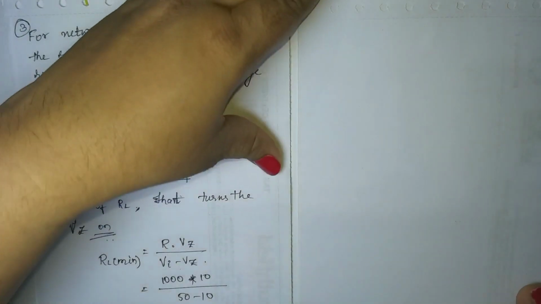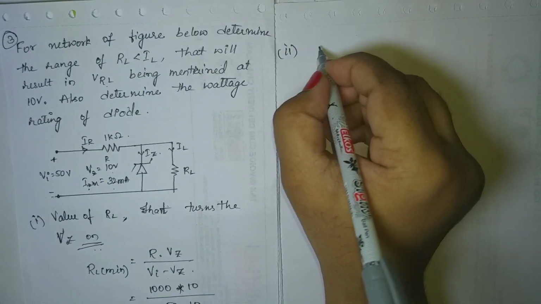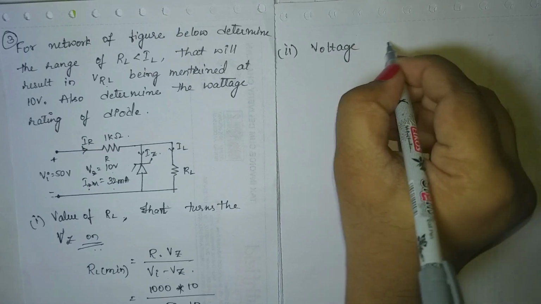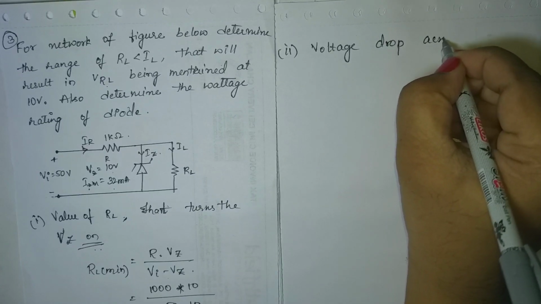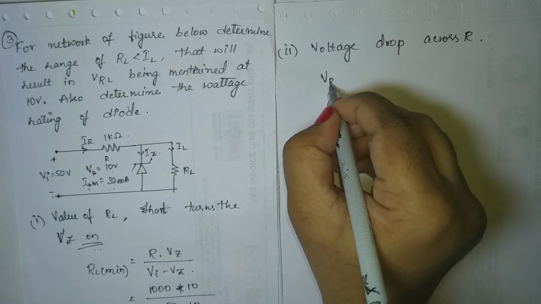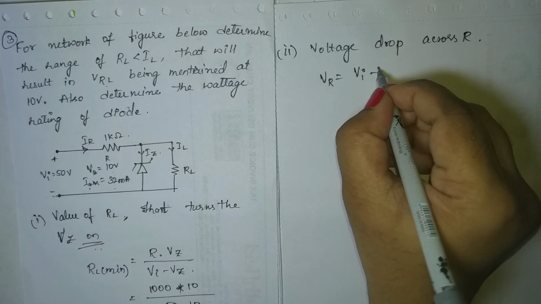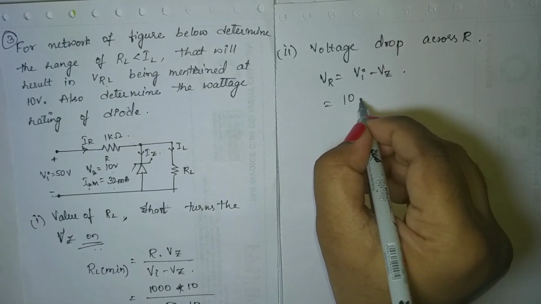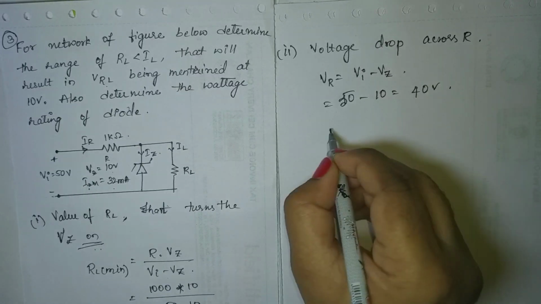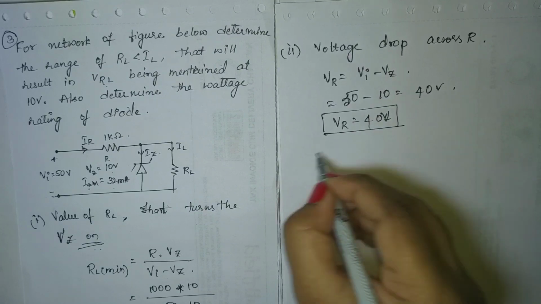The next one: in the second step, I'll find the voltage drop across R. To find the voltage drop, VR is equal to input voltage Vi minus Vz, which is equal to 50 minus 10, which is 40 volts. VR we can directly write as 40 volts.